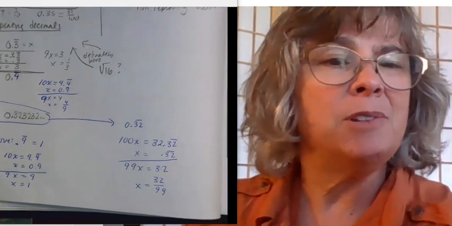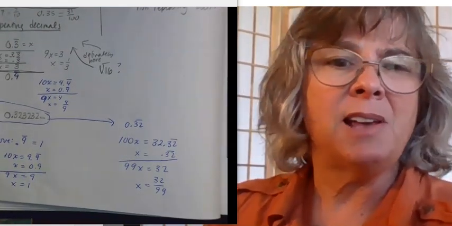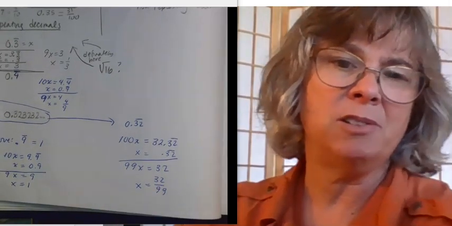And this is a demonstration of how any repeating decimal is actually a rational number because you can express it as a ratio of two integers.